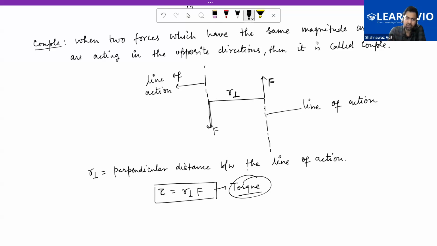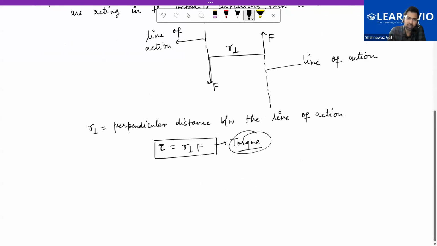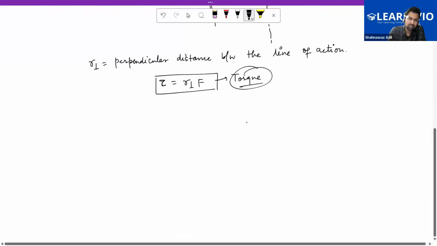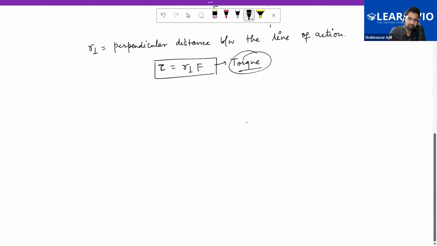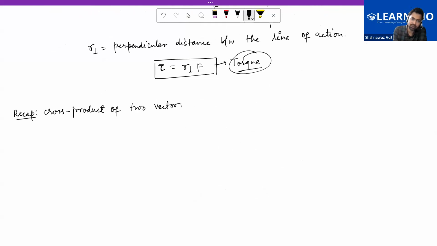Now, do you remember the cross product? Cross product of two vectors. Do you remember this thing? A cross B. What was A cross B?